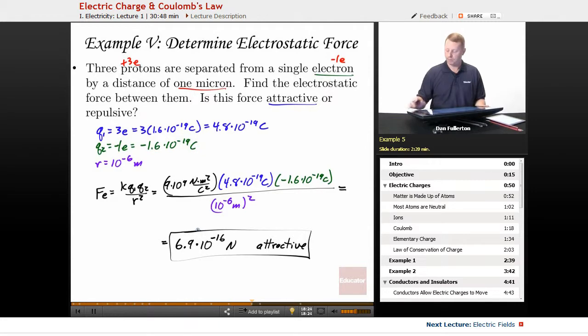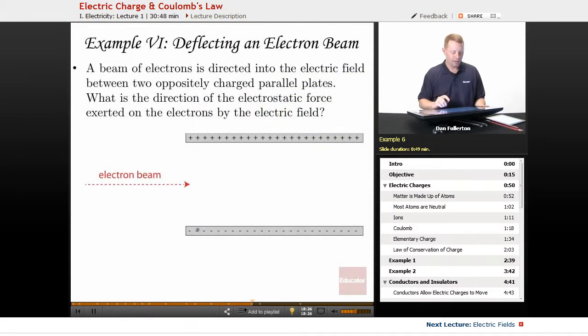All right, moving on. A beam of electrons is directed into the electric field between 2 oppositely charged parallel plates. What is the direction of the electrostatic force exerted on the electrons by the electric field? Well, let's see. Our electron beam is actually going to be just a bunch of electrons traveling to the right. Now, as the electrons travel to the right, they're negative charges. They see the positive charge up here.